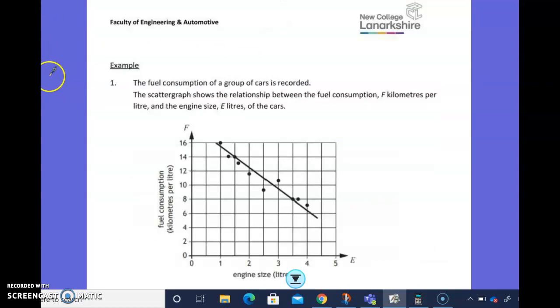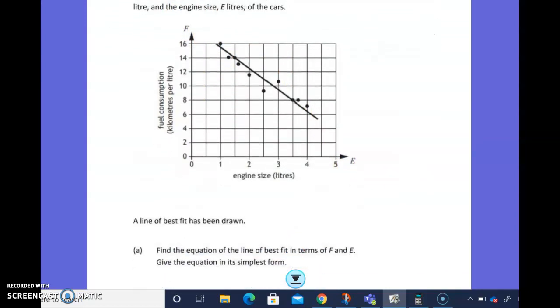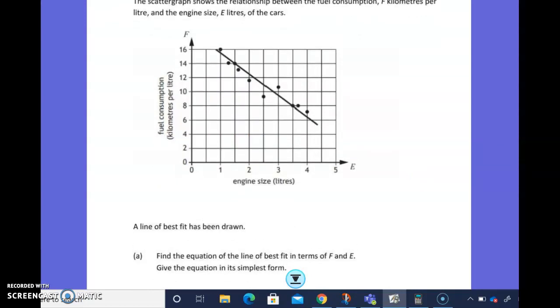Some examples then. If we're looking at this one, fuel consumption of a group of cars is recorded. The scattergraph shows the relationship between the fuel consumption F and the engine size E. A line of best fit has been drawn, and we want to find the equation of this line of best fit. Now this is why it becomes very much like a straight line question.